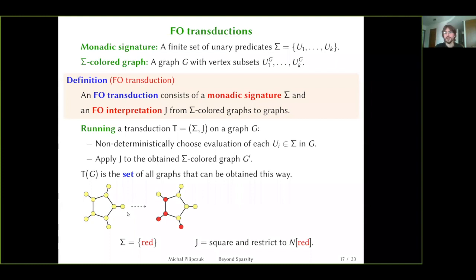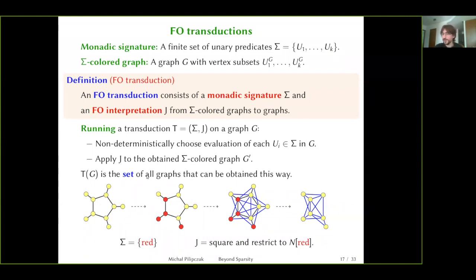For instance, first I choose non-deterministically my red vertices. Then I take the square of the graph. So this is the square of the original graph. And finally, I restrict my vertex set to a subset of vertices that were neighboring the red vertices in the original graph. So this graph on the right-hand side would be one possible outcome of running the transduction T on the graph on the left-hand side.